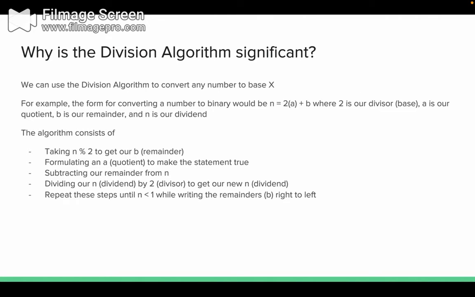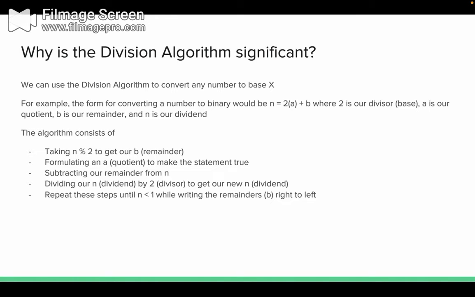So why is the division algorithm significant? We can actually use the division algorithm to convert any number to base whatever. It could be octal, binary, or hex. It doesn't matter. For example, the form for converting a number to binary would be n equals 2 times a plus b, where 2 is our divisor or our base, a is our quotient, b is our remainder, and n is our dividend. So the algorithm consists of these steps.